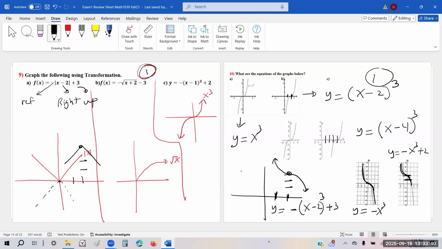See y equals negative x cubed. Here you had only an up-down transformation, only an up transformation. So your original graph shifted 2 units up. Okay, that makes sense. But here the original graph shifted left, right, and then up, down. So you have 2 transformations.